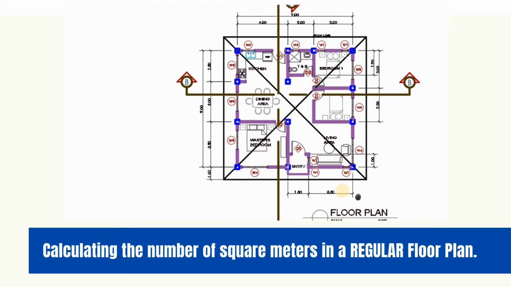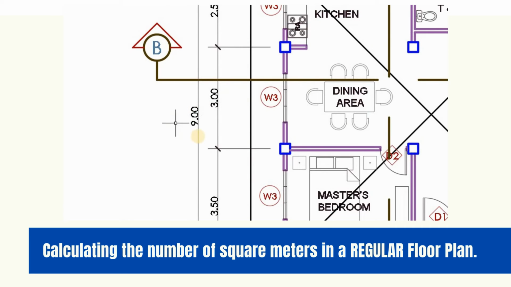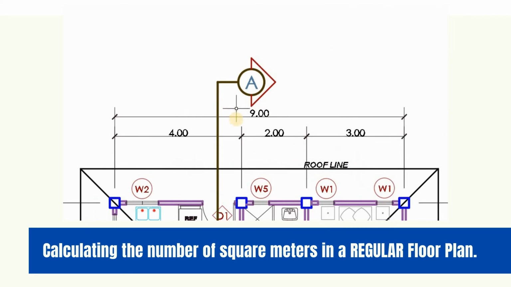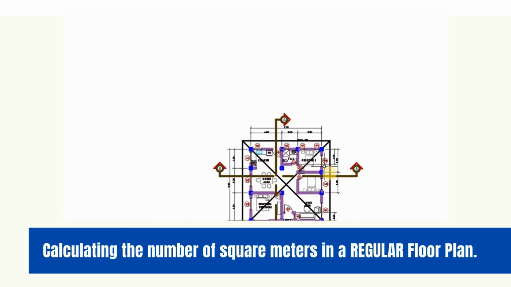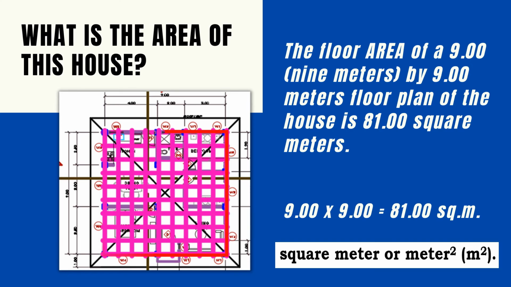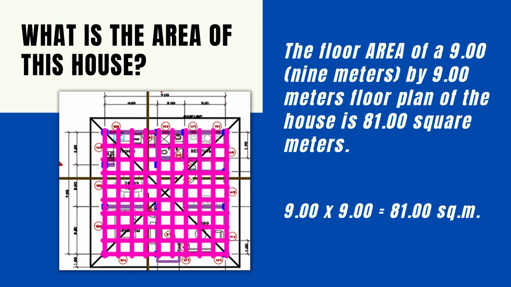In this sample floor plan given, the house measures 9 meters by 9 meters. What is the floor area of the house with these dimensions? The pink lines are drawn to illustrate the square units. When you count all the boxes or square units, you will have the floor area of the house. Now, what is the floor area of the house?